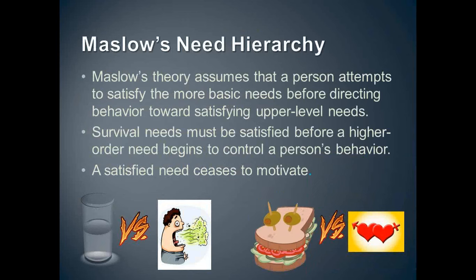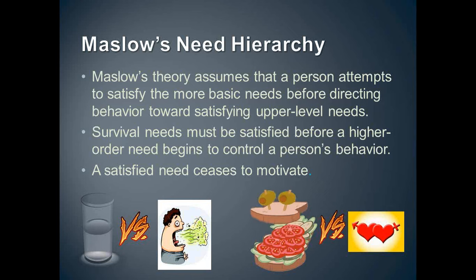Maslow's theory assumed that a person attempts to satisfy the more basic needs before directing behavior towards satisfying the upper level needs. He refers to the first two levels of needs as basic needs or survival needs. The third and fourth levels meet psychological needs, and the remaining need is referred to as the self-fulfillment need. Survival needs must be satisfied before a higher order need begins to control a person's behavior.